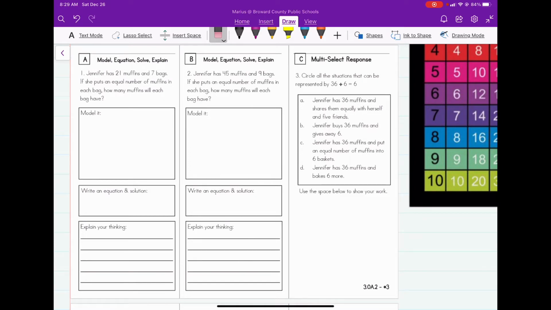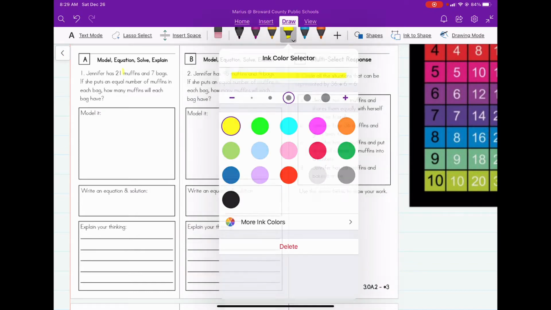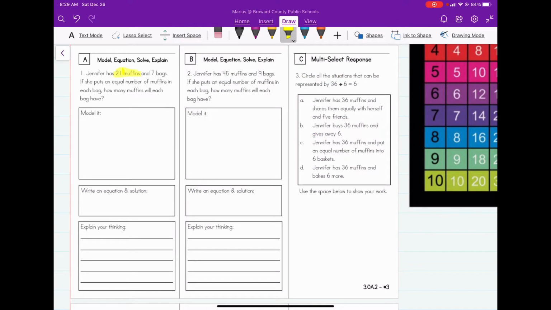Jennifer has 21 muffins in 7 bags. If she puts an equal number of muffins in each bag, how many muffins will each bag have? As I already alluded to, we're going to solve these using division. Now, we want to underline or highlight some information: 21 total muffins and 7 bags. To model this, start by drawing the 7 bags.